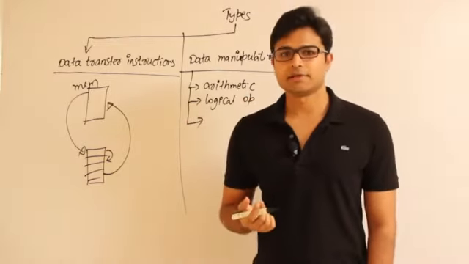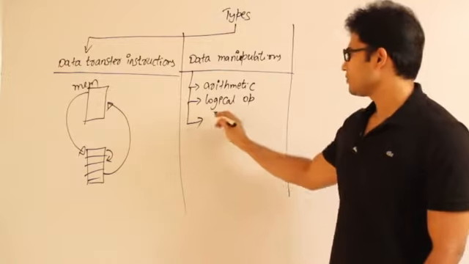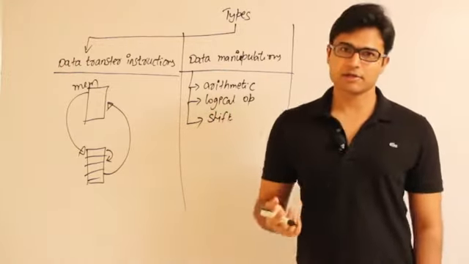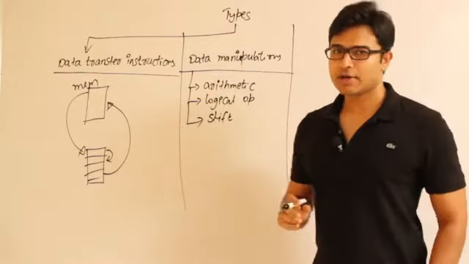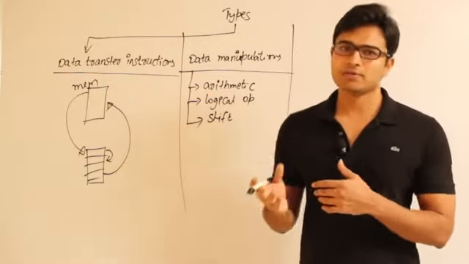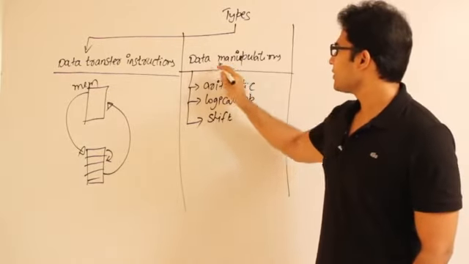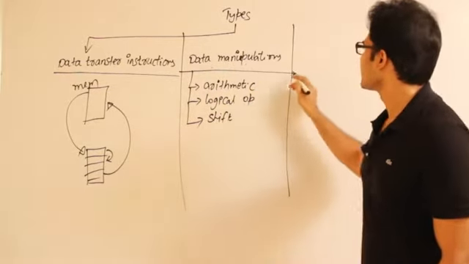So we shall see them later. And then shift operations: shift left, shift right, arithmetic shift left, arithmetic shift right. All these operations are actually used in order to manipulate the data or transform the data. That is why they are called data manipulation operations.